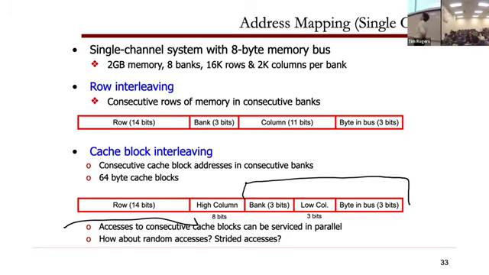It's faster because it takes some time for me to go to a particular row. That process of lighting up the row is much longer than just reading from a column. So I want to be able to initiate as many open rows as I can.